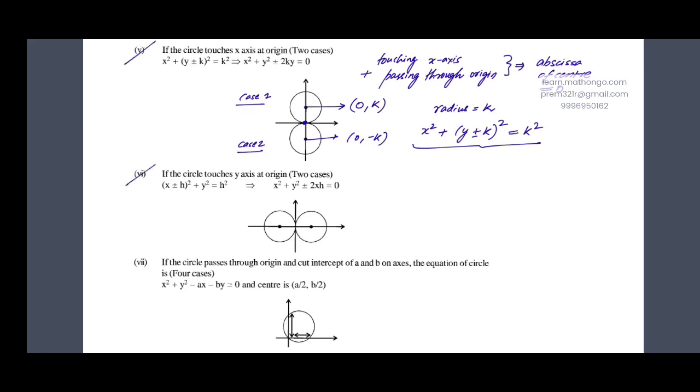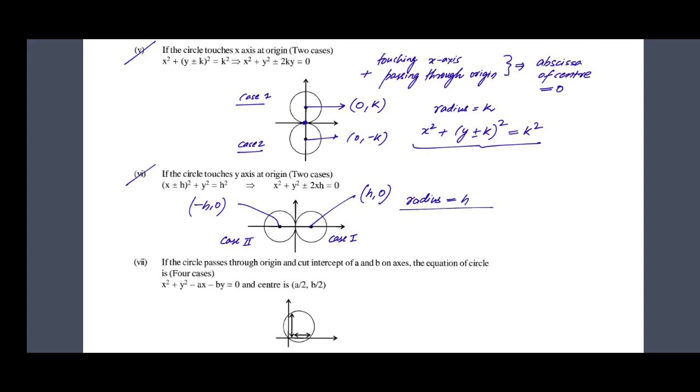So we can repeat the same case when it is touching the y-axis at origin. This will be case 1 when it touches the y-axis on the right side. Case 2 will be when it touches the y-axis on the left hand side. Here the ordinate of the center will be 0. It will be h comma 0, and this point could be written as minus h comma 0. And interestingly, the radius is going to be h, and then you can form the equations.